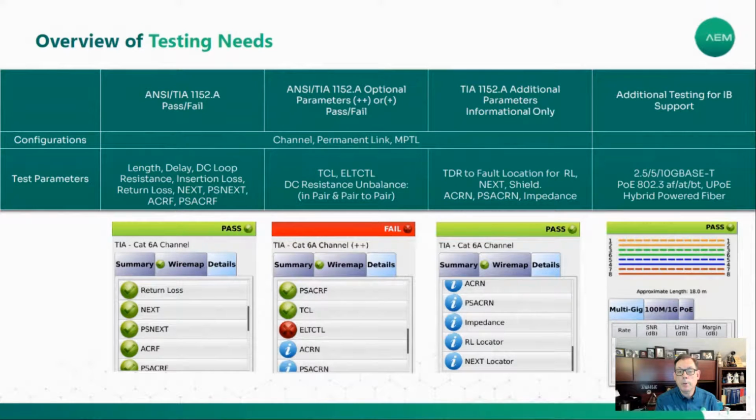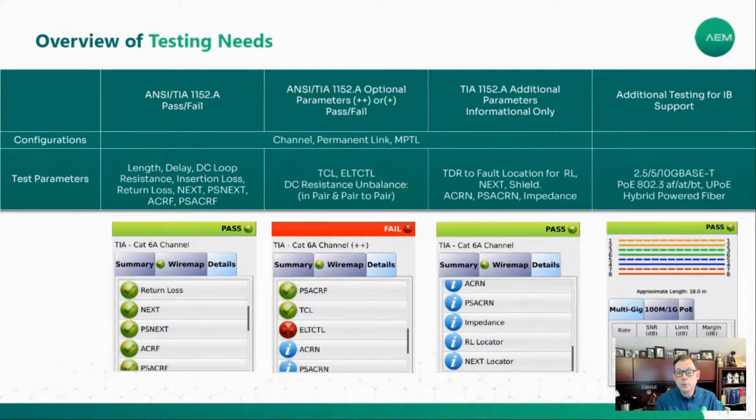And what this plus parameter adds, in addition to the DC loop resistance, is two other DC resistance parameters. It adds the unbalance in pair. So it looks at each of the conductors within a pair, and it's going to compare the resistance value for each of those conductors and make sure that they're within a certain tolerance. And we'll talk about these tolerances in a moment. And then it does the DC resistance unbalance pair to pair. So it'll look at each pair and compare it to every other pair. So you look at all the possible combinations between the different pairs to make sure that they are within the specified tolerances as well. Now that's on a permanent link.